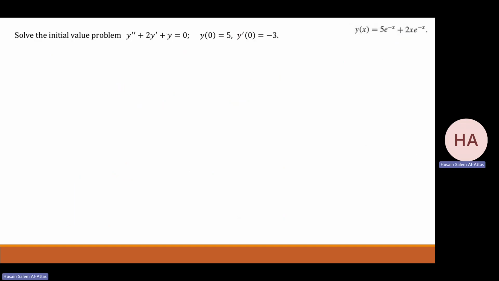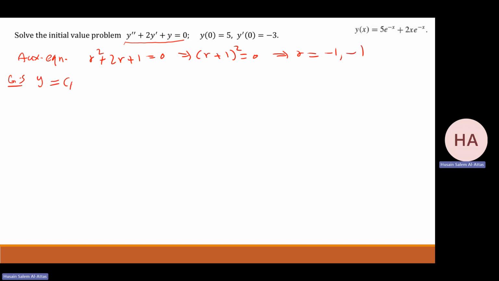Also, we can link it with the initial value problem. So I need first to find the general solution. I have the auxiliary equation r squared plus 2r plus 1 equals 0, which is r plus 1 all squared equals 0. So I have r equals minus 1, minus 1. So what is my general solution? y equals c1 e to the minus x plus c2 x e to the minus x. Now I need to apply the conditions to find the constants.